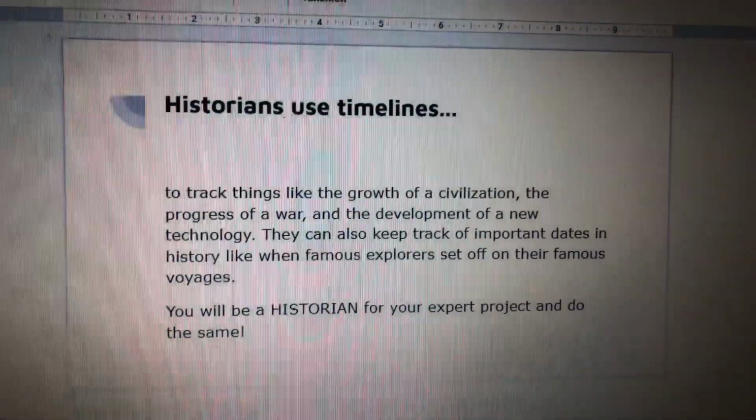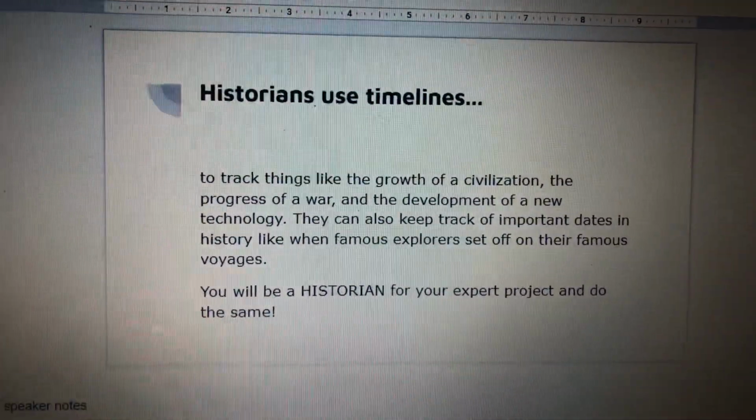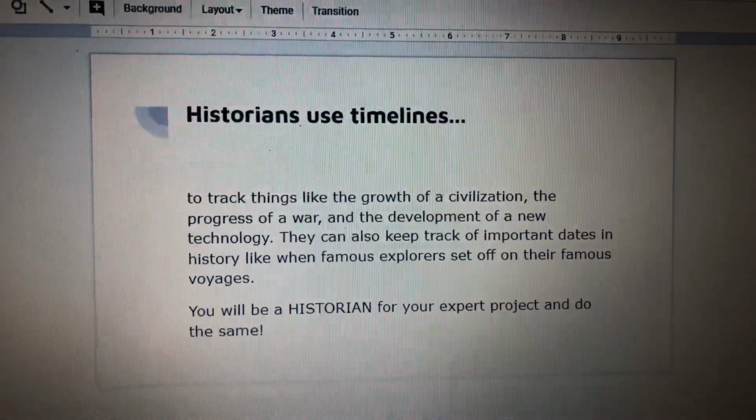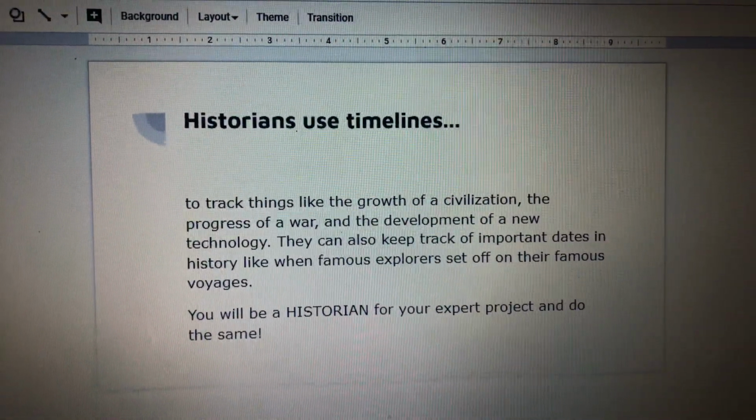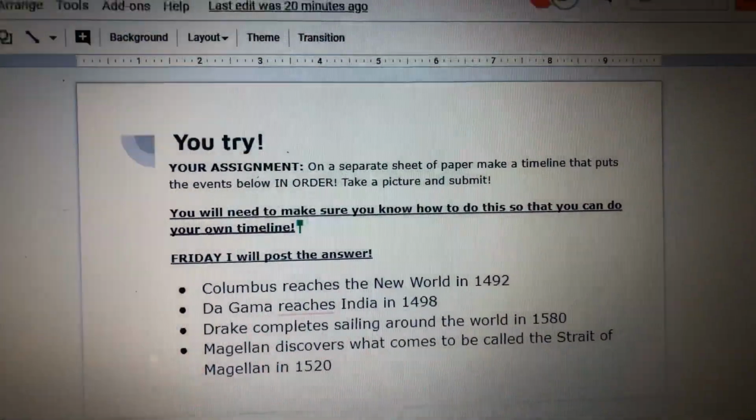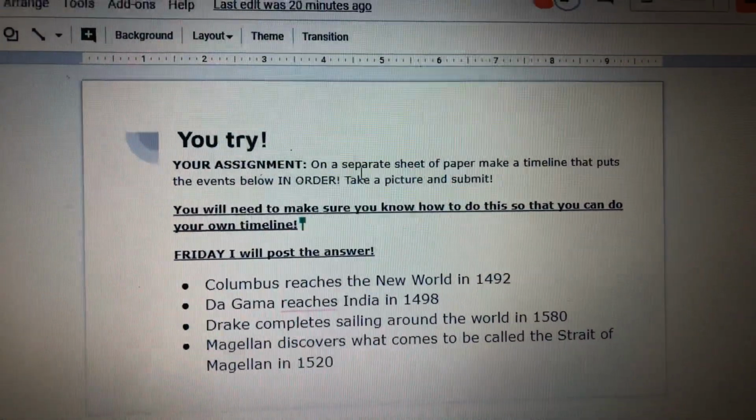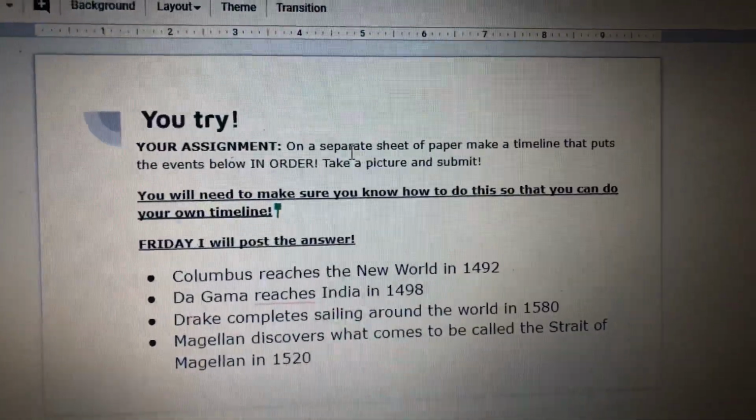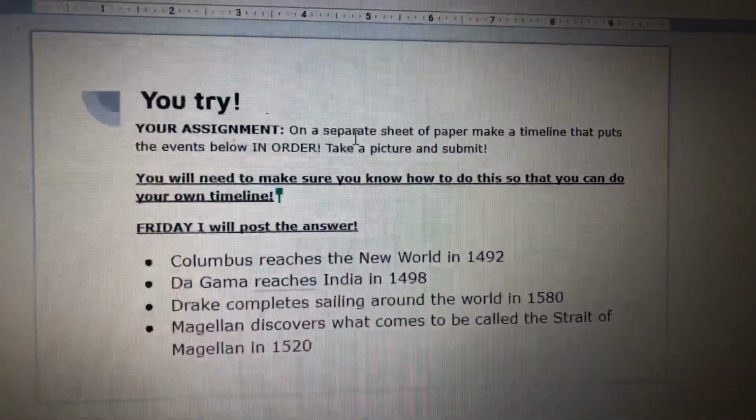So you will be the historian for your expert project, and you will be doing your own timeline. I gave you a sample timeline on the next page, and I'd like for you to try. It's just a mini assignment. It'll take you maybe a minute, okay? Maybe 5. You're going to try this one.